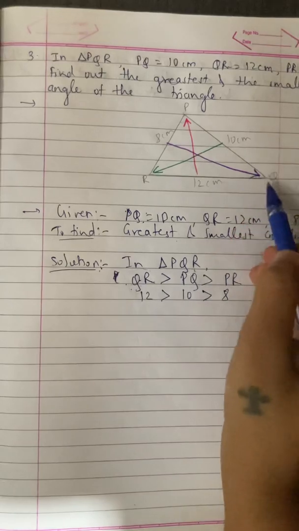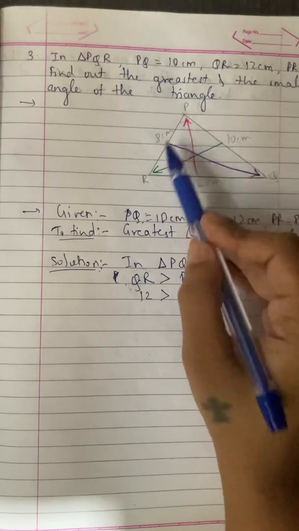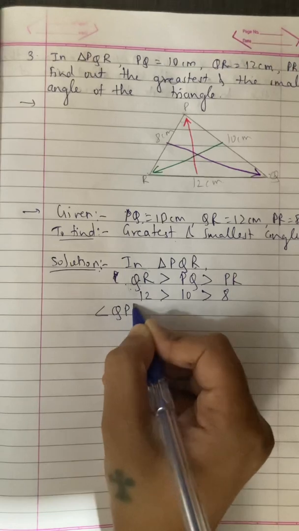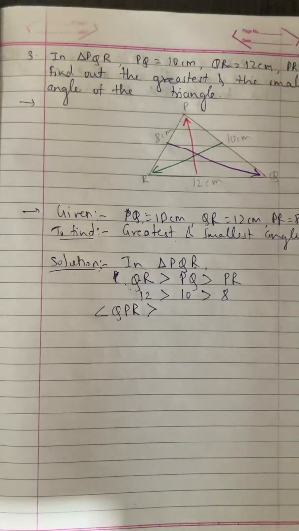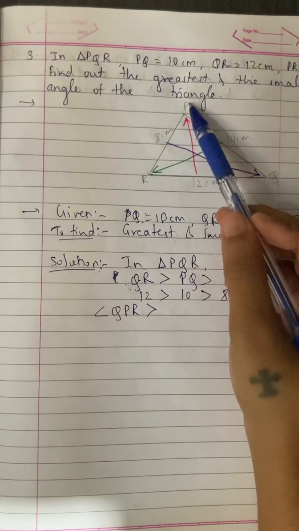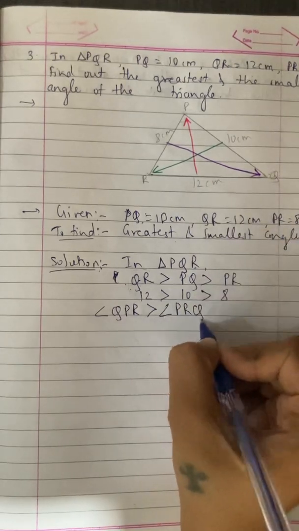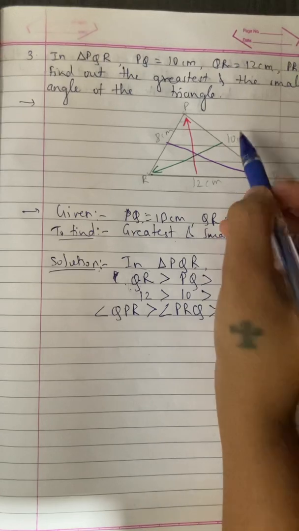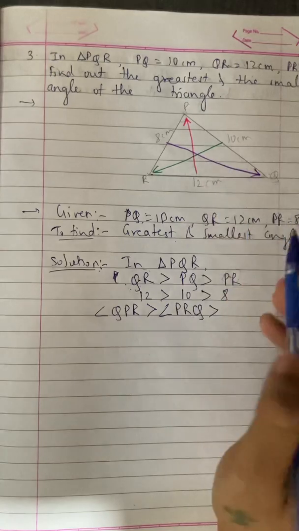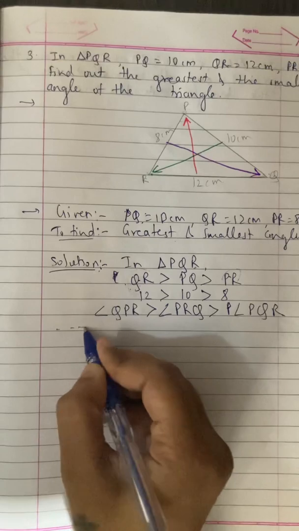So which angle is opposite to QR? Opposite to QR, in pink color direction, it is QPR. Just write down RQP or QPR, anything. Angle QPR is greater than, opposite to 10 centimeter which angle is there? This angle, angle R. So just write down the full form of the name of the angle, PRQ. Angle PRQ is greater than, opposite to PR which angle is there? Opposite to PR, just the purple color line, which is the angle PQR. Angle PQR.